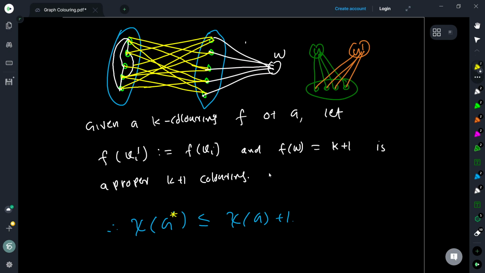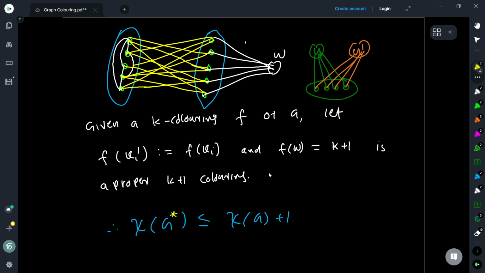Okay, assuming it is clear. Now let us see what happens if we have a K coloring. So to get a contradiction, we will assume that the new graph G star actually has a K coloring.